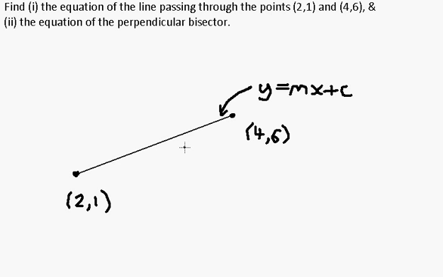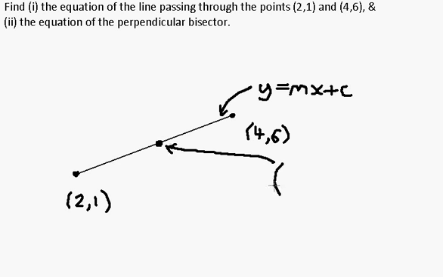That's the first part of the question, and the second part asks us to find the perpendicular bisector. Perpendicular means that it is at right angles to this line, and bisector means that it cuts the line in half. So we're going to have to find the midpoint, somewhere here. That's the first thing that we're going to need to find out.